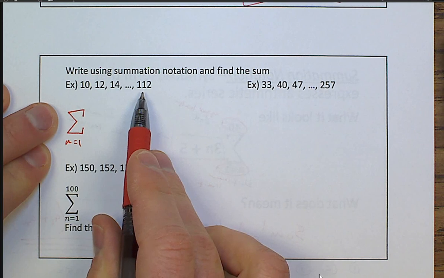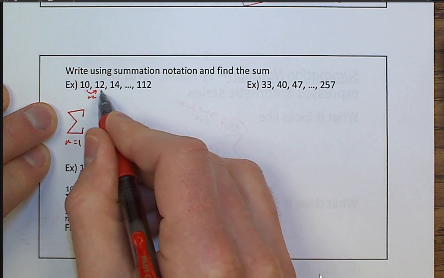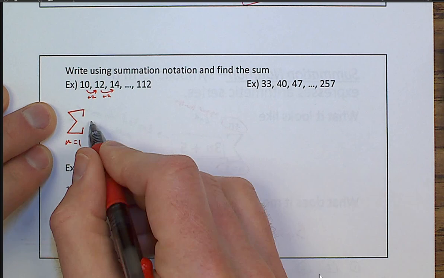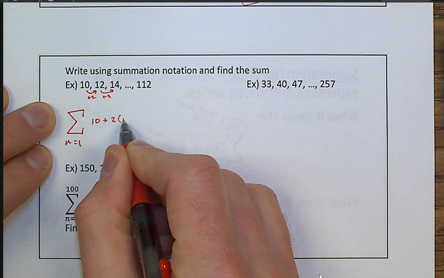Do I know what's happening? Do I know what my explicit formula is? Not yet, but we can see that we're adding 2 over and over again, right? So I can kind of put my explicit formula together. I start with 10. I'm adding 2 n minus 1 times.